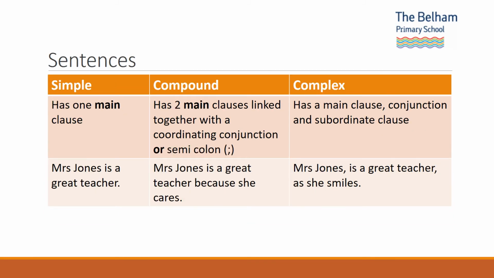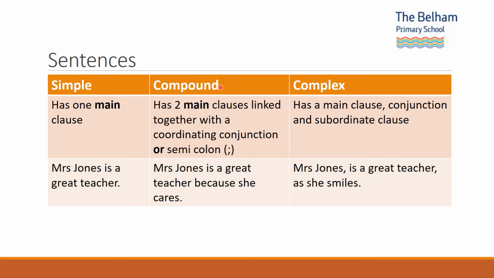Okay, so now we're moving on to think about sentences, and we're going to talk about the 3 main types of sentences that we use and that we teach the children to use. So we have simple, compound, and complex sentences. So first of all, a simple sentence is just that. It's nice and simple. It has one main clause. So for example, Mrs. Jones is a great teacher.